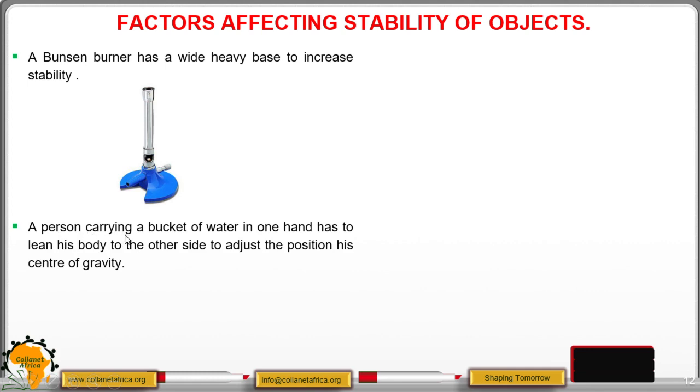Then a person carrying a bucket of water in one hand has to lean his body to the other side to adjust his position of center of gravity. This will ensure that the person is very stable, because as we have said, the position of center of gravity can change depending on whether you are adding weight or reducing the weight of the object.